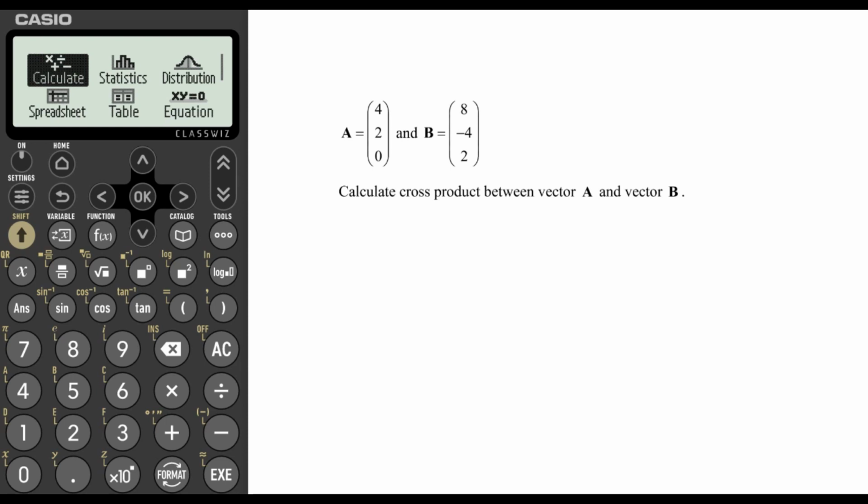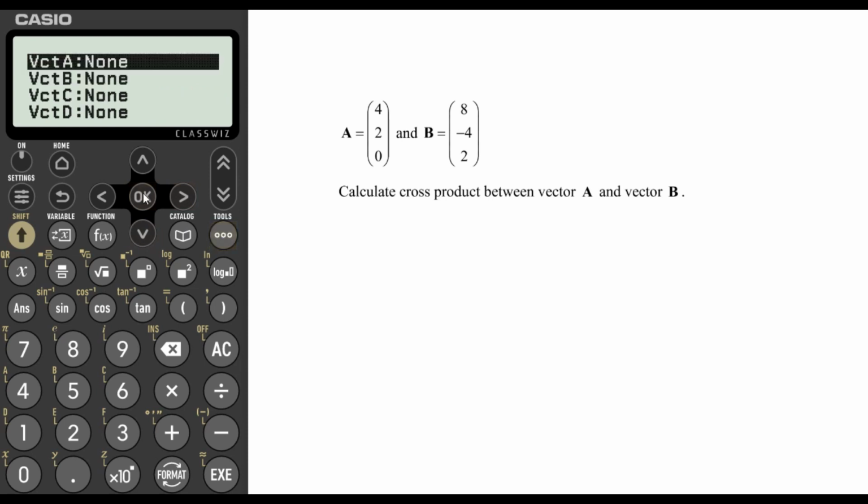We can use our calculator to calculate the cross product between two vectors. Here we have vector A, 4, 2, 0, and vector B, 8, negative 4, 2. We have to calculate the cross product between vector A and vector B. From the main menu, if we go to the vector sub menu, we need to define vectors A and B.